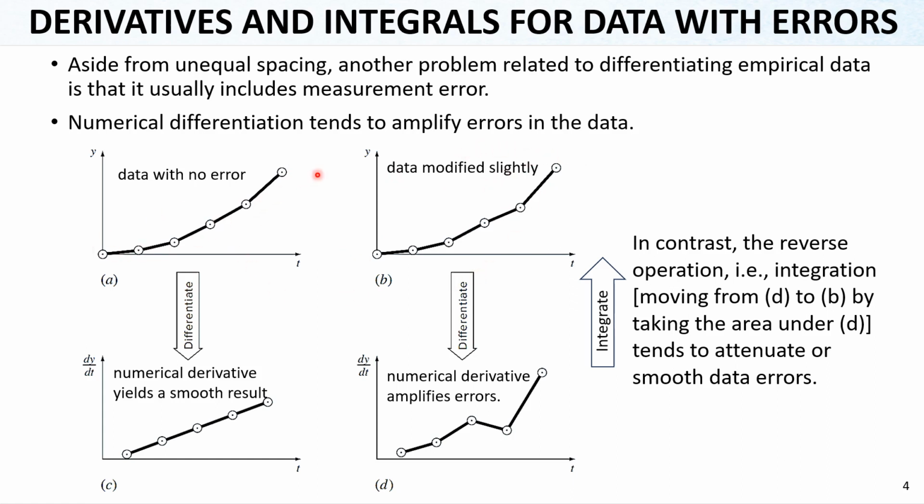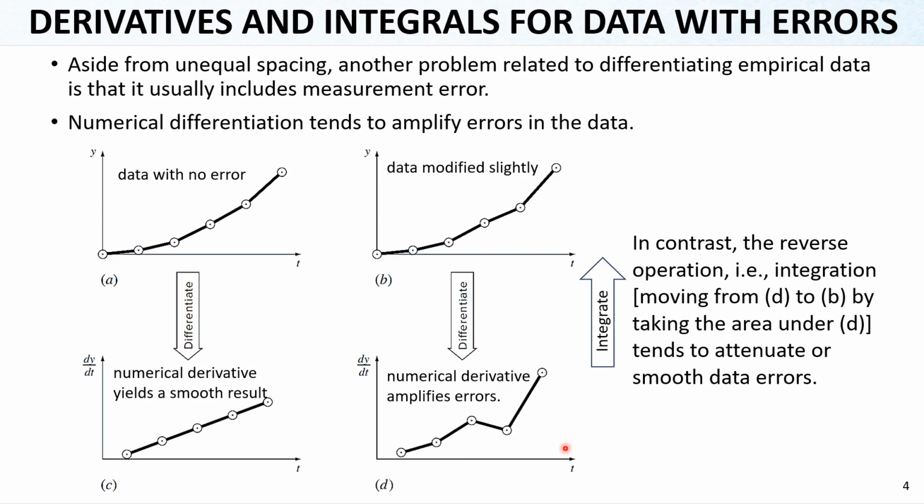When we differentiate this, we will have a smooth linear curve because the tangents are linear here. The first derivative is a smooth result because we don't have error here. On the right hand side, because we have errors, the derivative also has some oscillations, and as said here, it amplifies errors. So the small errors will amplify these oscillations in the numerical derivative. So errors are amplified.